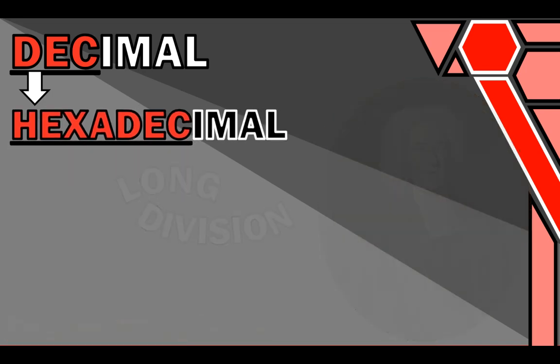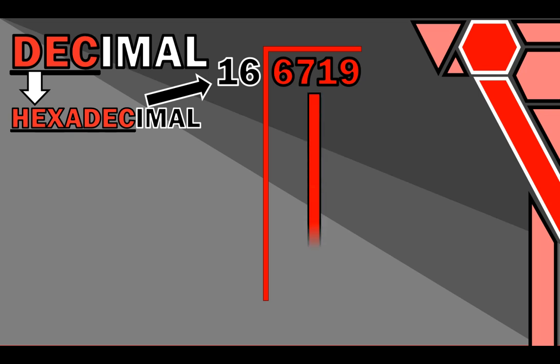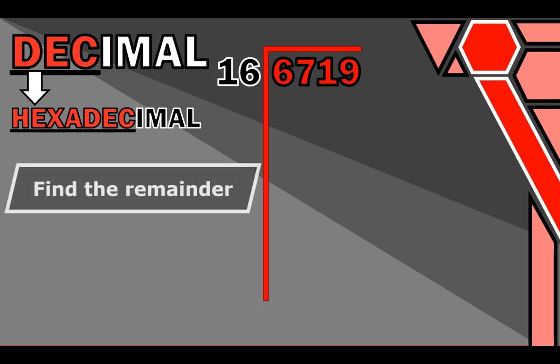So let's take 6,719 because we know what the answer to that one is already. We take the number to be converted and we are going to continuously divide the number by the number system we want. In this case, a 16, because we want to convert it to a hexadecimal number. And we are going to continuously do this until we have nothing. Nothing meaning 0 left to divide. Remember, it must be nothing. And we need to take note of the remainders each time we divide.